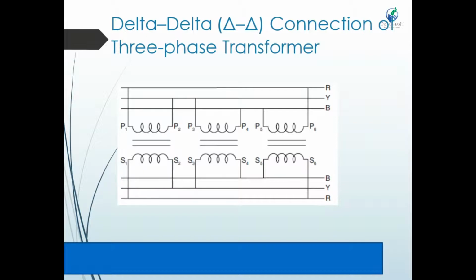Here are also some disadvantages. This type of connection is suitable only for large low voltage transformers. Neutral point is absent, so this type of connection is not suitable for a 3-phase 4-wire system.